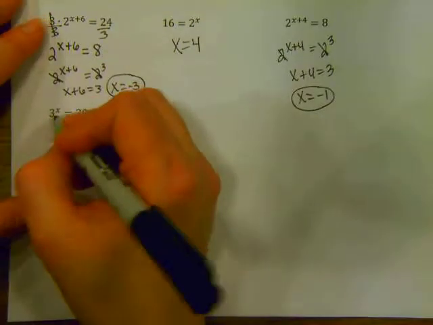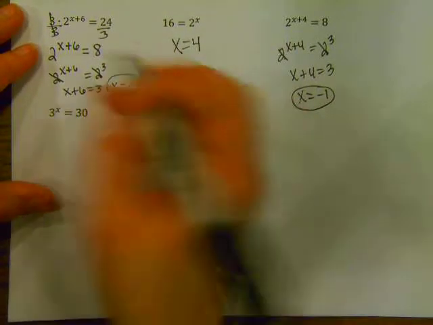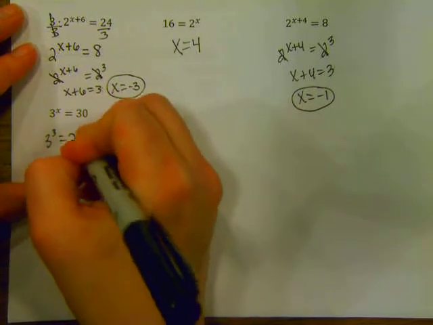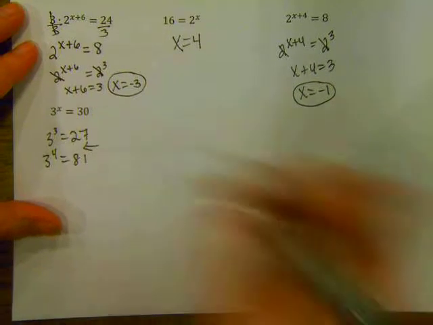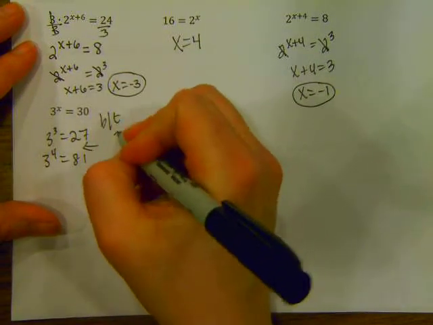Here, we're going to have to estimate this because this doesn't exist. So 3 to the third, we already said is 27. 3 to the fourth is 81. It's going to have to be between here. So I'm going to say between 3 and 4.